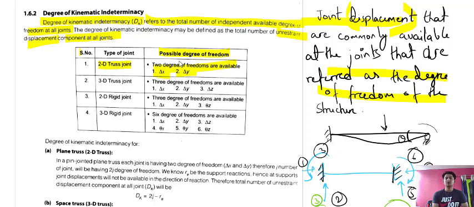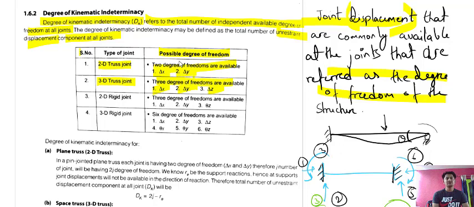So at the joints, only 2 degrees of freedom are available, that is delta x and delta y, vertically and horizontally. In case of a 3D truss joint, it can move linearly in 3 directions: delta x, delta y and delta z. So there are 3 degrees of freedom available.